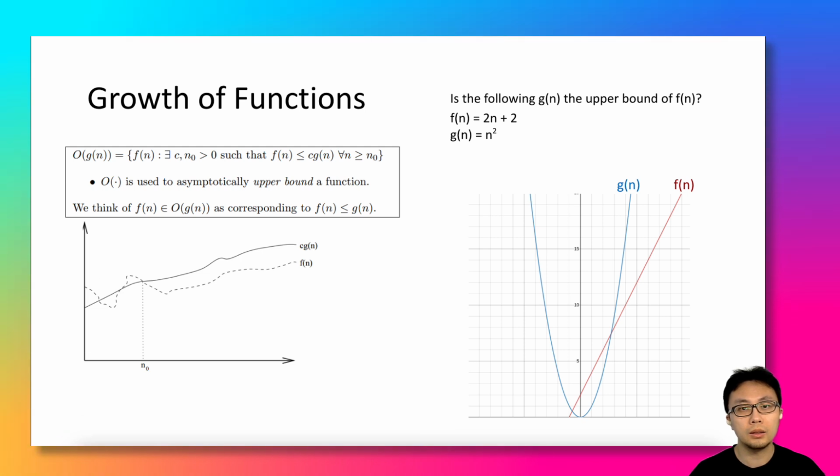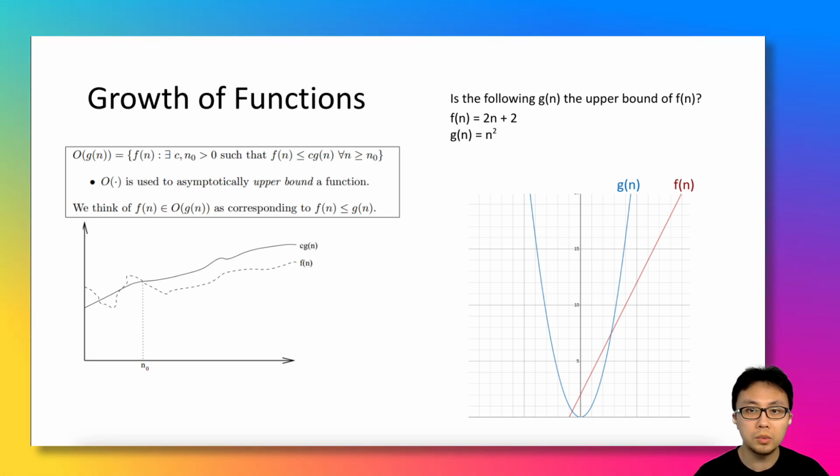Okay, is Gn the upper bound of Fn? To answer this question, we need to figure out if the relationship between Fn and Gn meets what's required by the definition. Are there some constant numbers, like C, or specific input size n0, to make C multiplied by Gn always bigger than or equal to Fn?